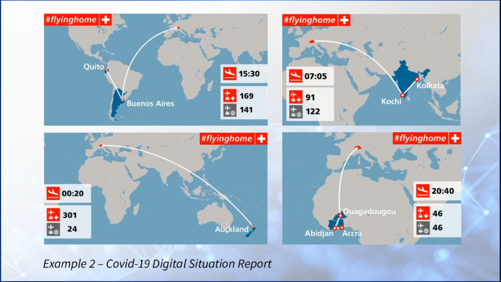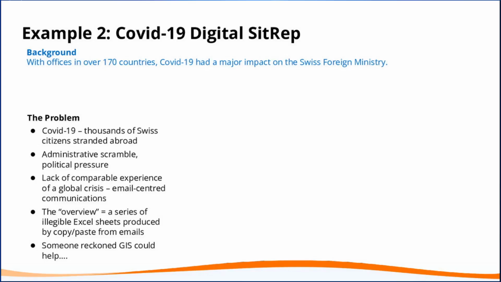So on this, I'll move to the second example involving a bit more Microsoft. This was to do with the whole COVID situation that we all faced. And so the background was, we have offices in over 170 countries, and COVID had a major impact on the Swiss Foreign Ministry. The urgent needs of the Crisis Management Center in spring 2020 meant that GIS and me were called up to help. This presented an opportunity to revolutionize communication in ways that would otherwise have been unimaginable.